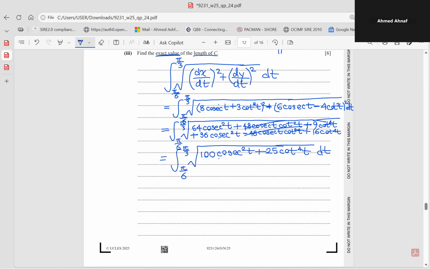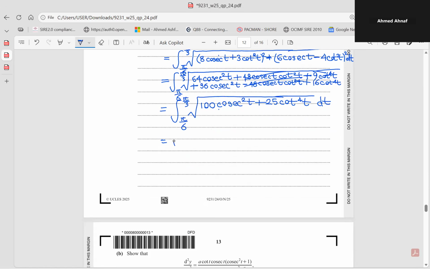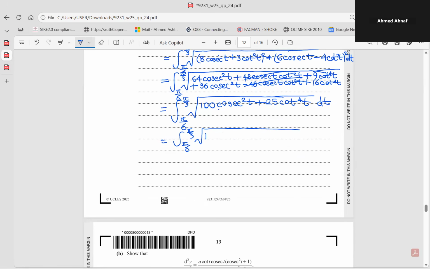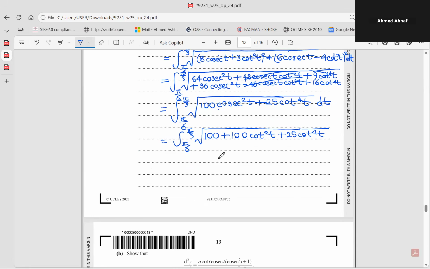Now the next step is to substitute the cosecant squared t in terms of cotangent. Cosecant squared t is 1 plus cotangent squared t. So we get the square root of 100 plus 100 cotangent squared t plus 25 cotangent to the power of 4 t, dt.